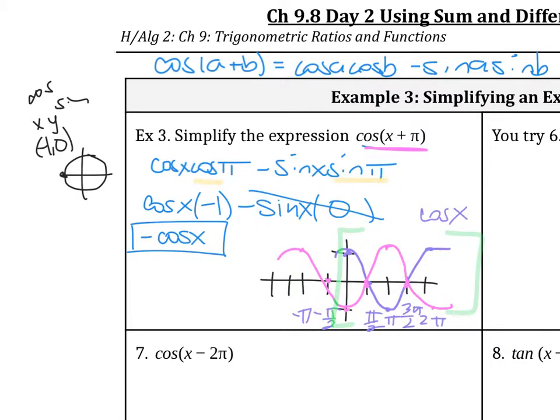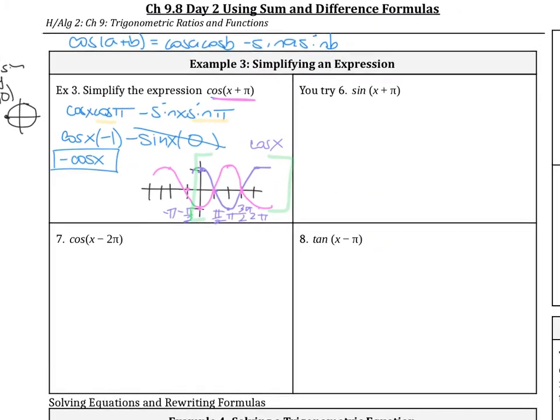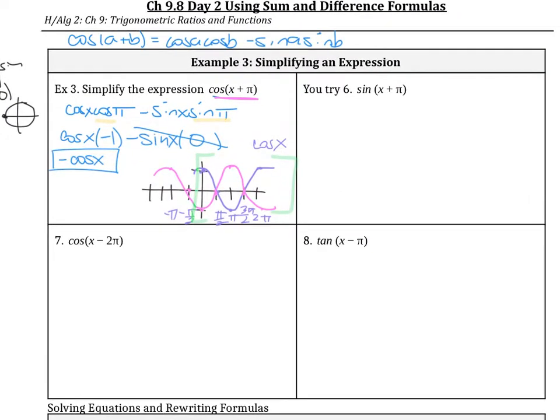What I want you to do is go ahead and try out number 6, 7, and 8. Number 6 is the sum formula, 7 is difference, and then 8 is another difference formula. Okay, and then when you come back, I'll have the answers for you.